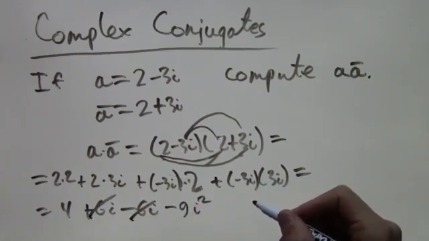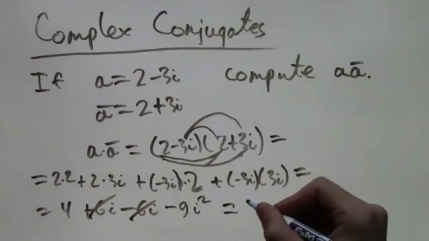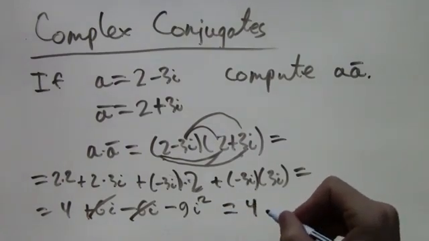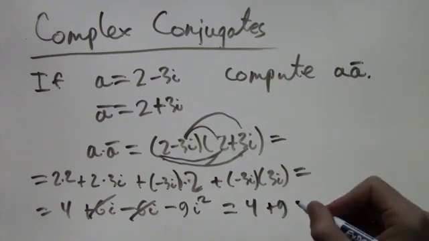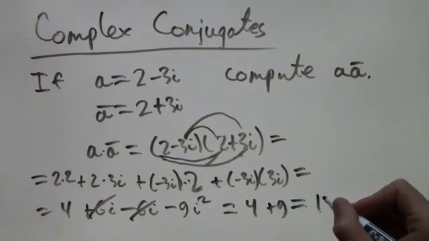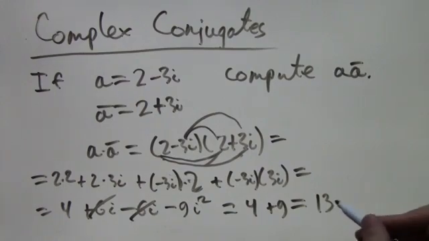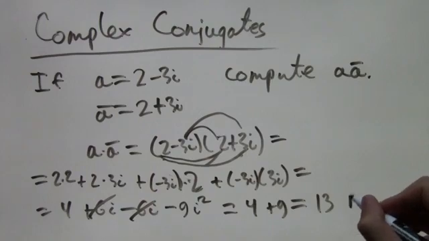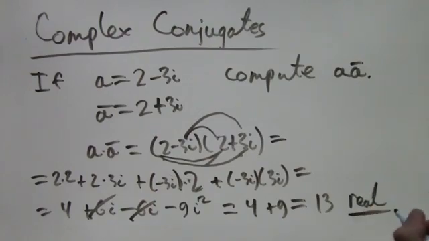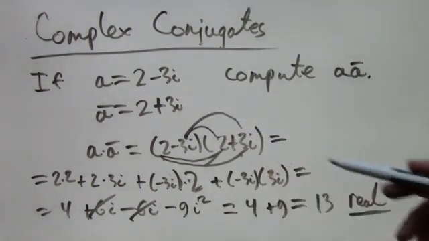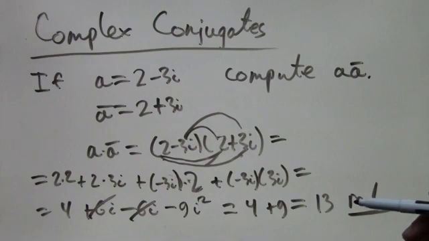The plus and minus 6I will cancel out because they're just opposites. We'll get 4, and then the I squared is just negative 1. And so we just get 4 plus 9. And this is 13. Now notice 13 is a real number. So we started with a complex number, and we multiplied it by its conjugate, and we get a real number. This is just pretty interesting, and it also becomes useful in dividing complex numbers.